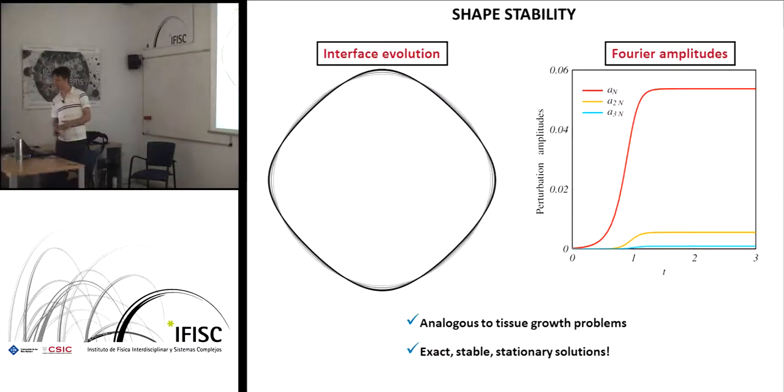This was quite a big deal to us because, I mean, this is the only problem we can do exactly in the Hele-Shaw geometry. The only other related problem would be this tissue growth problem, where we have a stable exact stationary solution.